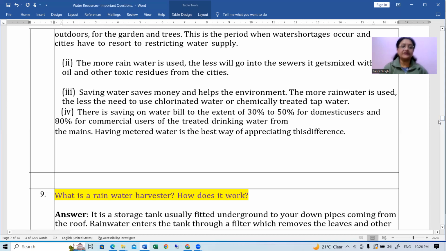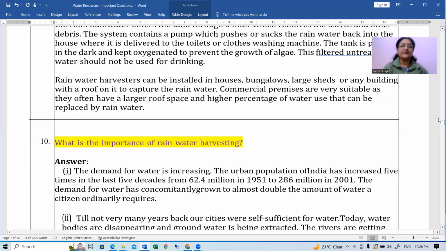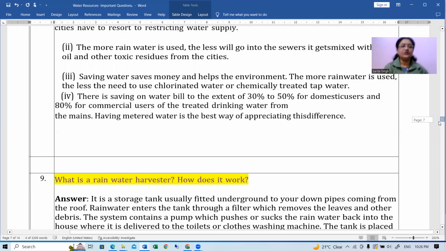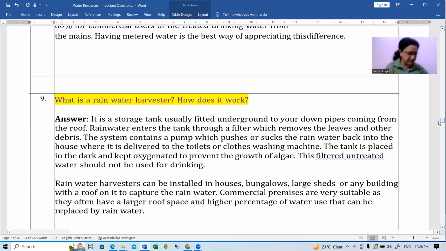Then next question is, what is a rainwater harvester and how does it work? It is a storage tank usually fitted underground to your downpipes coming from the roof. Rainwater enters the tank through a filter which removes the leaves and other waste matter. The system contains a pump which pushes or sucks the rainwater back into the house, where it is delivered to the toilets or the clothes washing machine and all.